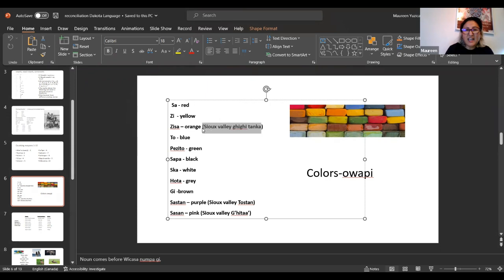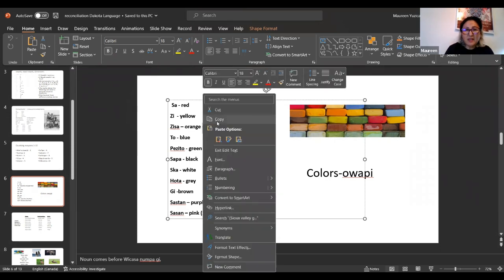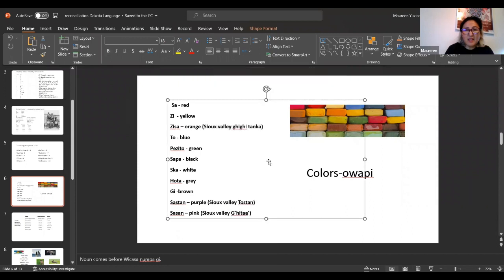The red is sha, z is yellow, z sha is orange, to is blue, pejito is green, sapa, ska, hota, ri, shasta, and I forgot how to say the last one. I just don't want to say it wrong. Shasha. Okay. All right. Okay. That's good.